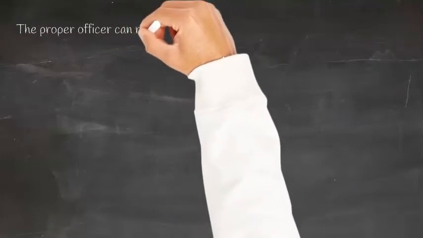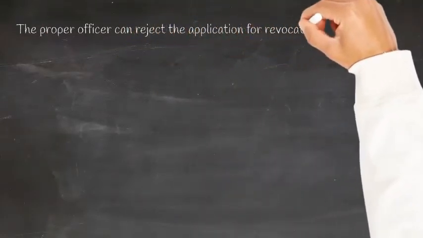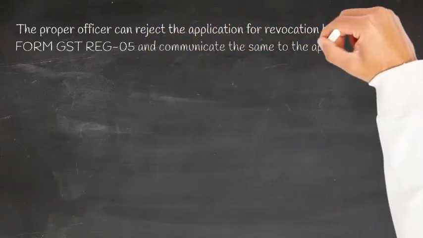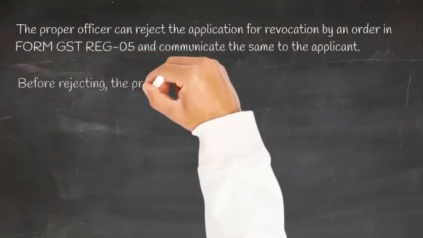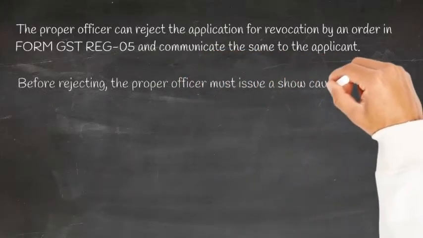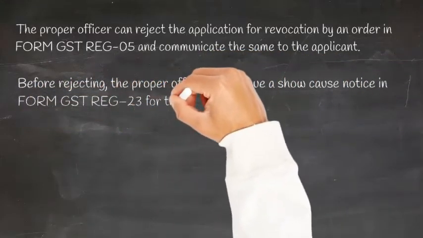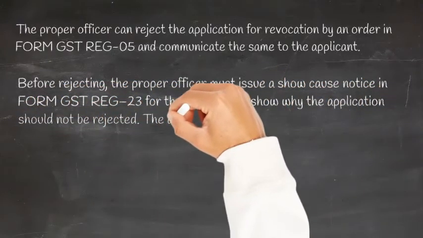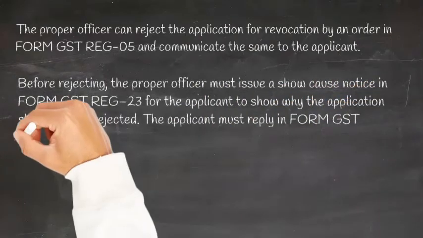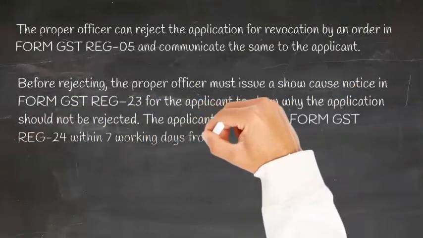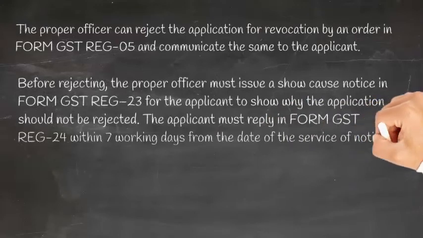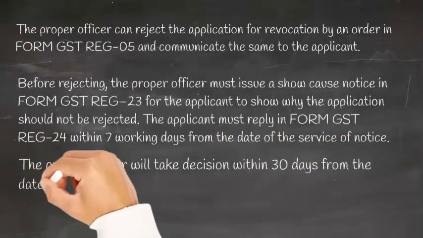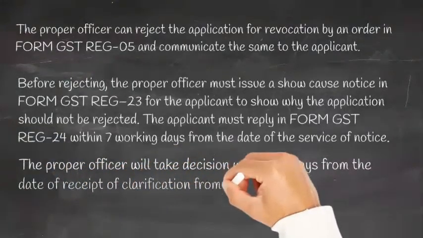The proper officer can reject the application for revocation by an order in Form GST Reg 05 and communicate the same to the applicant. Before rejecting, the proper officer must issue a show cause notice in Form GST Reg 23 for the applicant to show why the application should not be rejected. The applicant must reply in Form GST Reg 24 within 7 days from the date of service of notice. The proper officer will take a decision within 30 days from the date of receipt of clarification from the applicant in Form GST Reg 24.